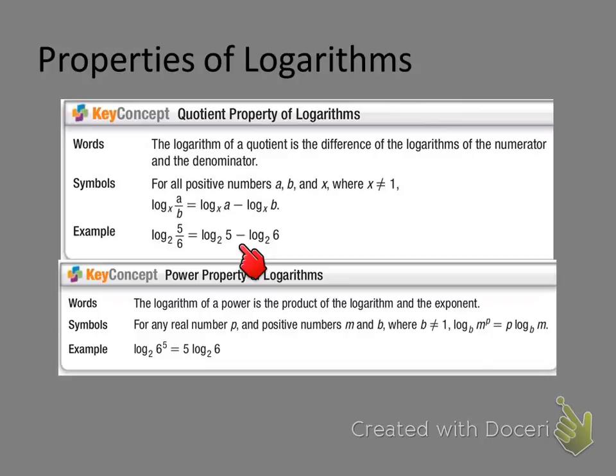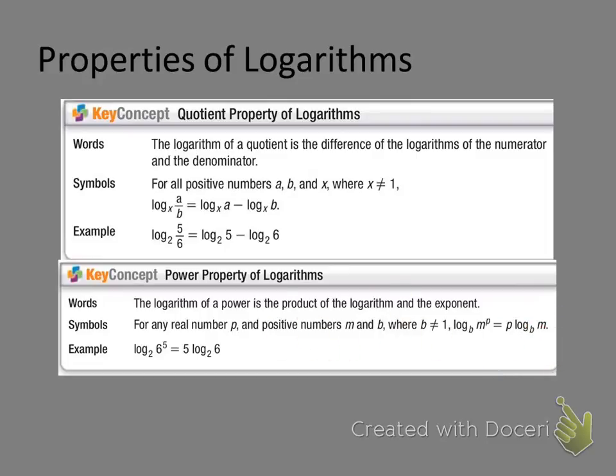The little bit of an oddball is the power property of logarithms. If you have log base b of m to the p power, so the quantity you're taking the log of has an exponent on it, which is that p, then what it allows you to do, if you look to the right, is bring the exponent in front of the entire log. So you can rewrite this and bring this exponent down in front: p log base b of m.